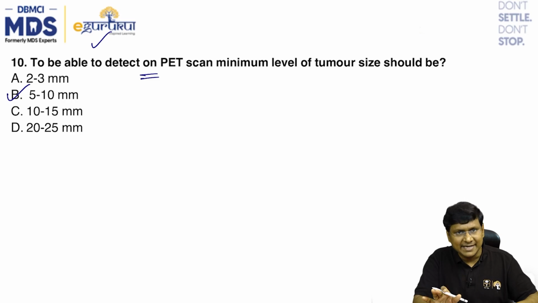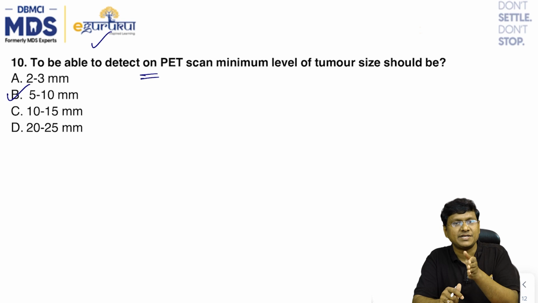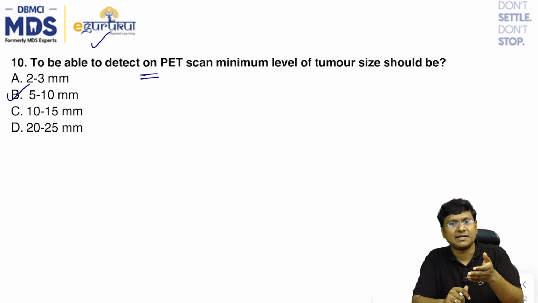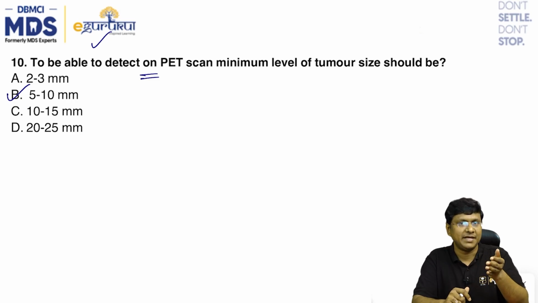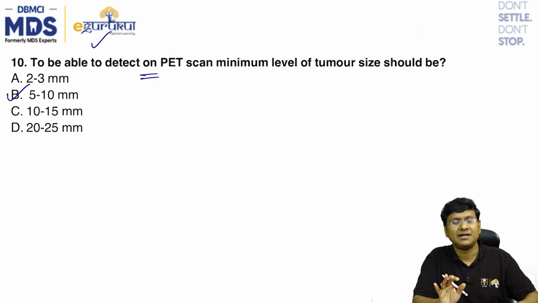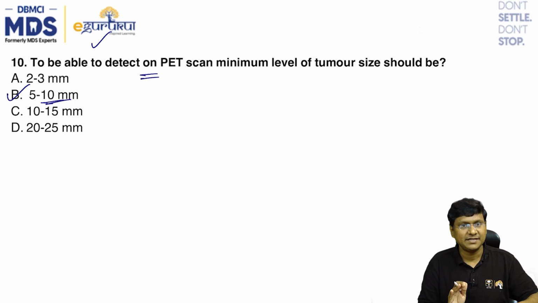PET scans are highly sensitive imaging modalities used in oncology for detecting and staging various types of cancers. They work by detecting the metabolic activity of the tissue, particularly areas with high glucose uptake, which is a characteristic feature of many cancer cells. So they typically pick up tumor sizes of around 5 to 10 mm. So the answer here is 5 to 10 mm, right? Next question.